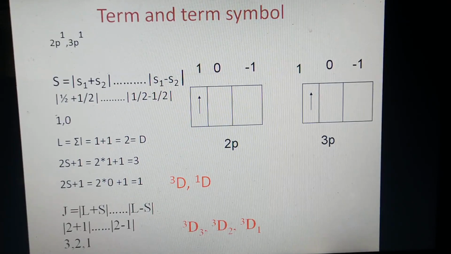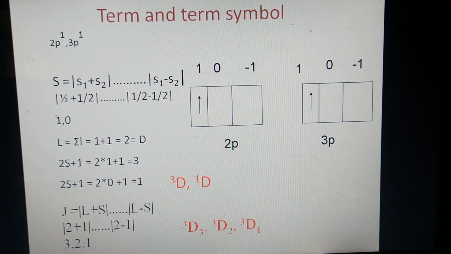For calculating the L value, the summation of l is 1 plus 1, which comes out to be 2, which means it belongs to the D term. For calculating the spin value, S varies from S1 plus S2 to S1 minus S2, which means it can have values of 1 and 0. For 2S+1, S equal to 1 gives the triplet state, and if I take S as 0, it comes out to be the singlet state. So two terms arise here, 3D and 1D.